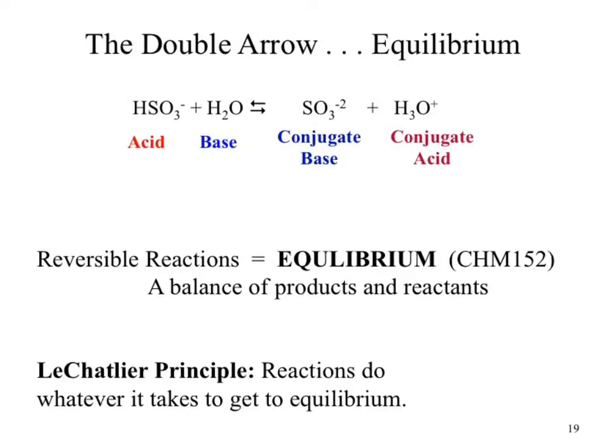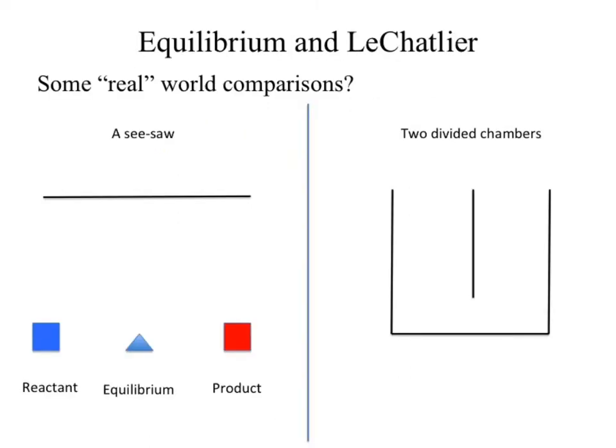Okay? What it means to be at equilibrium is the rate of your forward reaction is the same as the rate of the reverse. Not that you have equal reactants and products, but that the rates of those reactions are equivalent. Okay? So what does this mean for us as far as interpretation? Okay? So we've got 2 ways that we can look at this. We can either look at it as a seesaw or 2 divided chambers with some liquids. All right, so let's take a look at the seesaw.